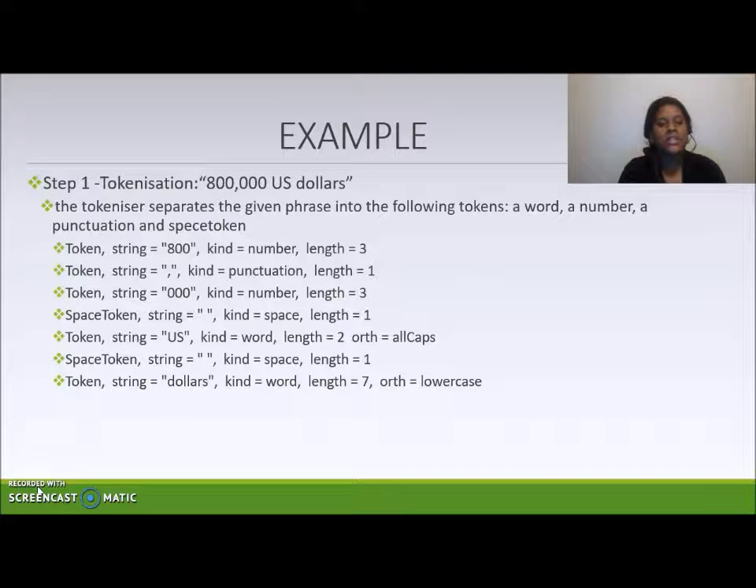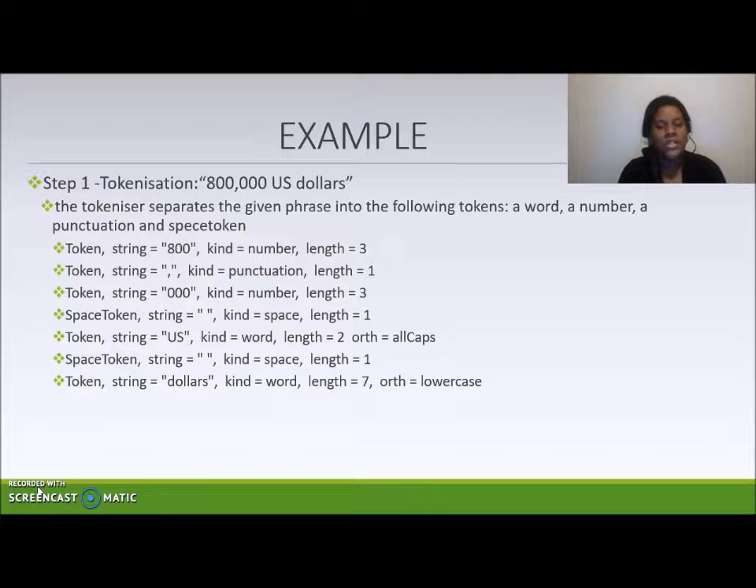So step 1 is tokenization, looking for 800,000 US dollars. The tokenizer separates the given phrase into the following tokens: a word, a number, a punctuation, and space token. Token with the string 800, the kind is number, and the length is 3. Then the comma, with a length of 1. Token string 000 is a number with a length of 3. Then a space token, and the length is 1.